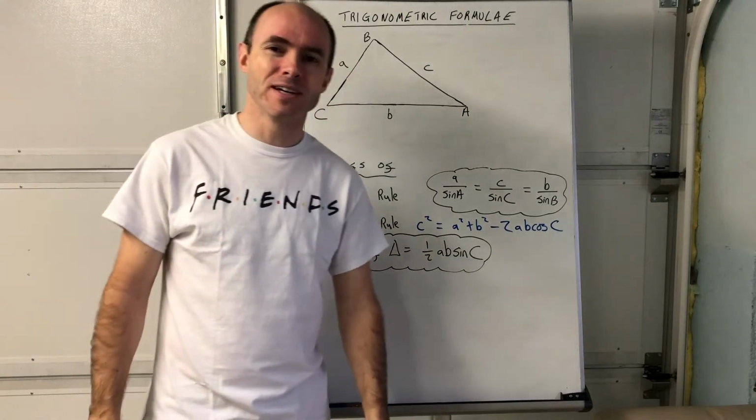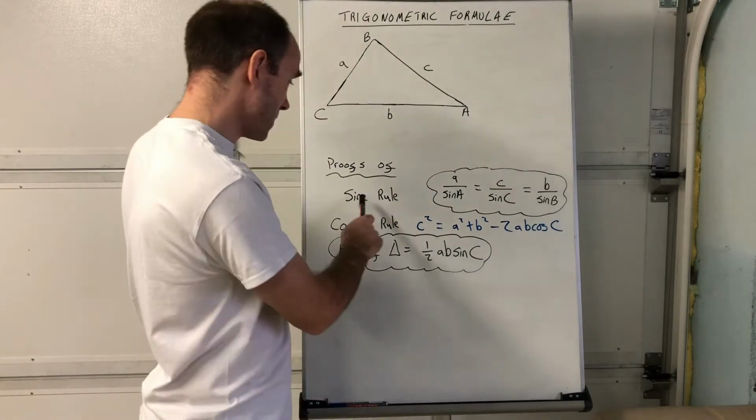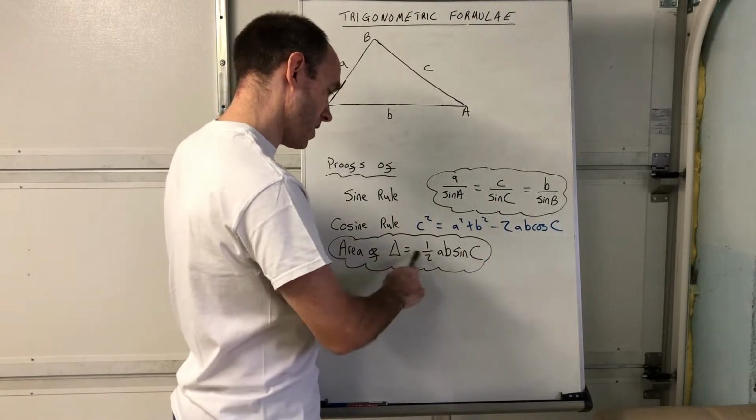Hiya, how's it going? Right, in this video I'm going to look at proving some trigonometric results. These ones in particular: the sine rule, the cosine rule, and the area of a triangle, half ab sine C.